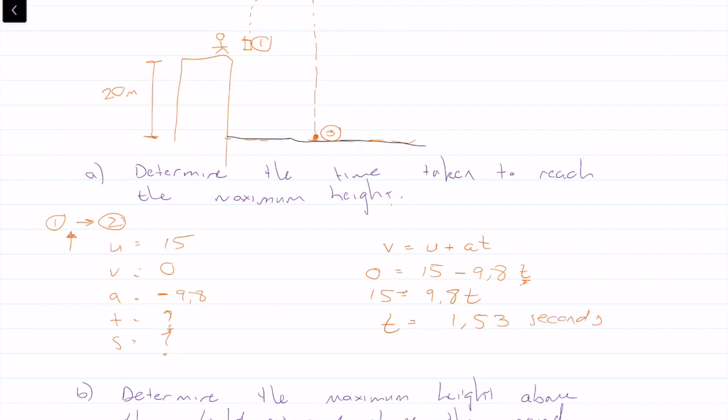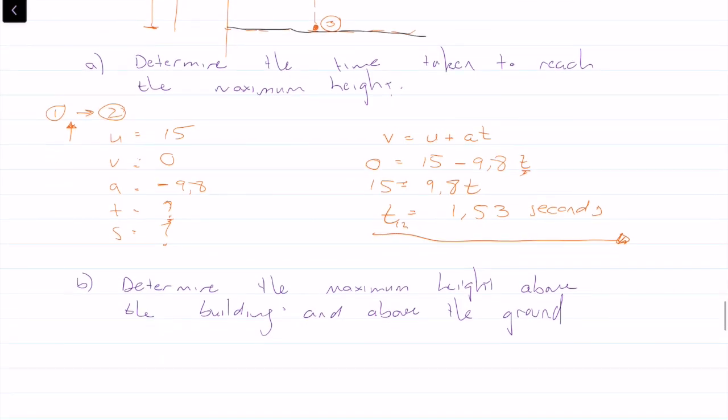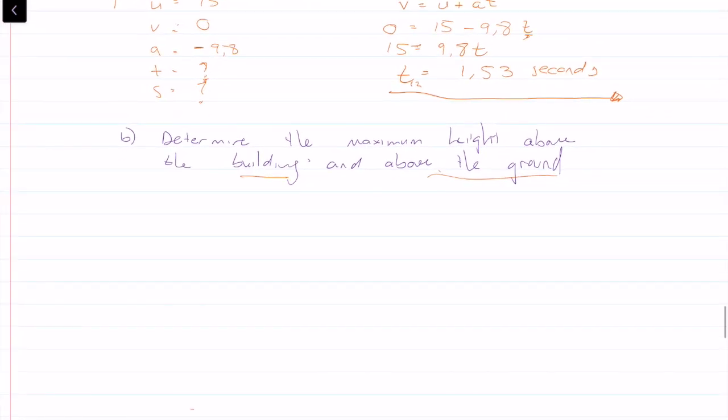Okay, so the time it takes to go from 1 to 2 is 1.53 seconds. Okay, and with that we answer that question. The next question says, determine the maximum height above the building. Determine the maximum height that the phone goes above the building and then above the ground. So two questions in this.